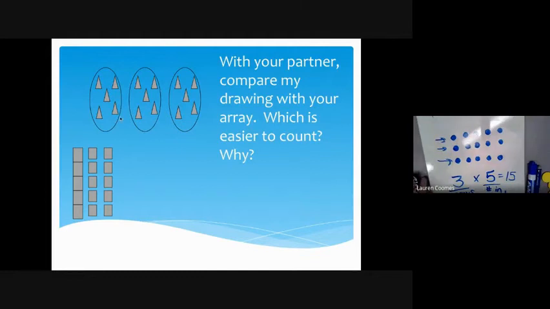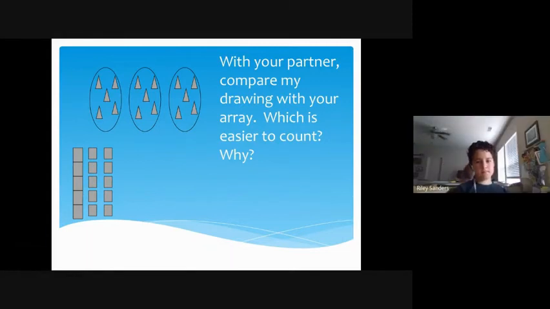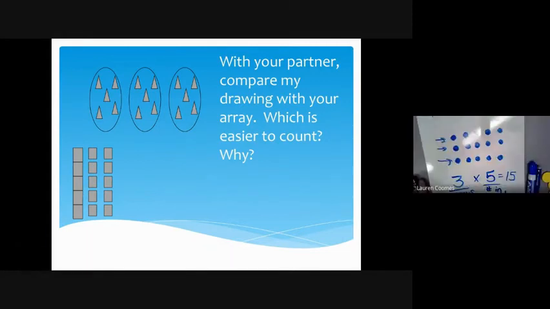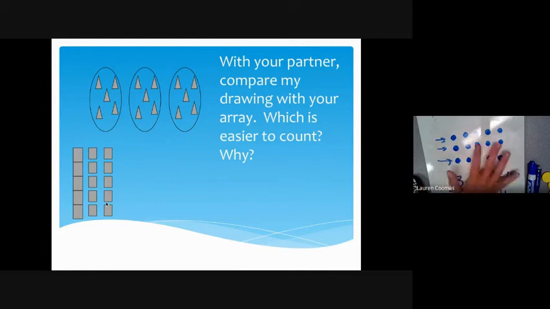Which is easier to count, the top or the bottom? Bottom. Riley, which is easier to count? The bottom, because that's nice and neat and organized. Here, you have to kind of count each one to make sure that they're all equal. An array is just a fancy way of placing items so that it's easier to count. Okay?